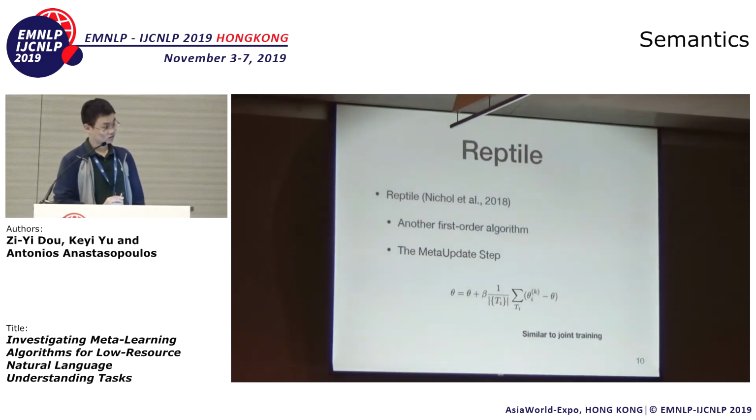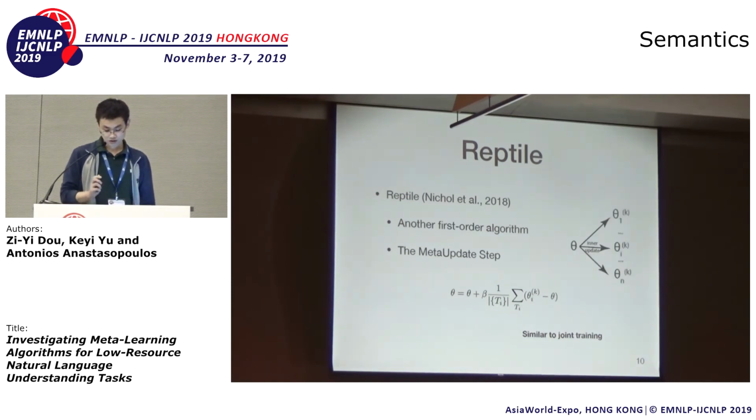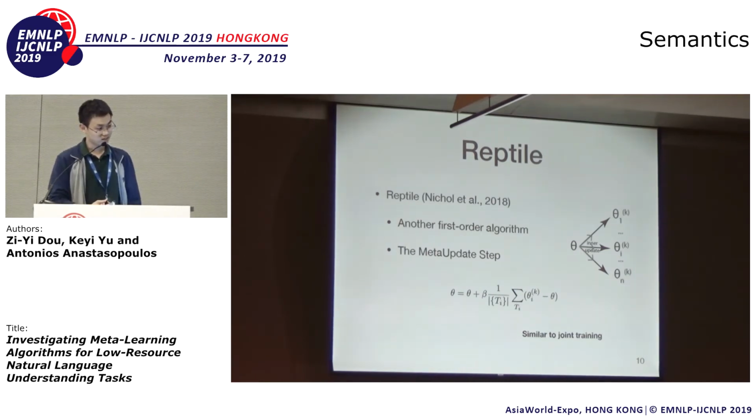And the third meta-learning algorithm we tried is the Reptile algorithm. It was proposed by Nichol and others in 2018. It's another first-order algorithm, and the idea of this is quite simple. Again, after we obtain these adaptive parameters, we compute the difference between these adaptive parameters and the original parameter theta. And then we average these differences together to obtain the update direction for the original model parameter theta.